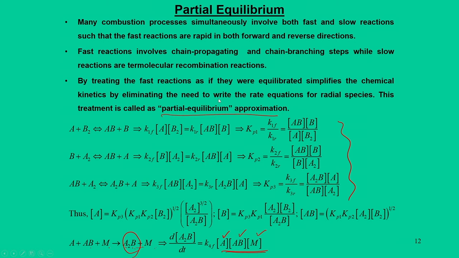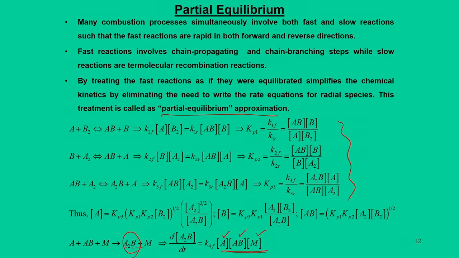By treating fast reactions as if they were equilibrated, this simplifies the chemical kinetics by eliminating the need to write the rate equations for radical species. What it means is that when the elementary reactions get started or the chain gets built up, chain initiation has been done, branching has been done, and through this a radical has been formed. So, we need to make partial equilibrium assumptions to find the equilibrium concentration for the final species. This process avoids the need to write the rate equations for individual radical species.